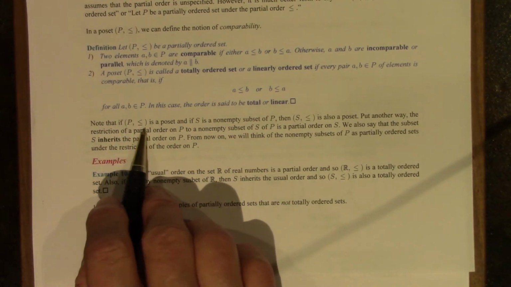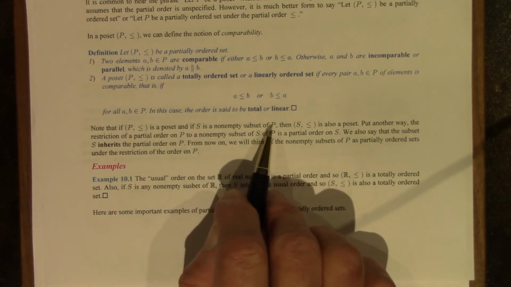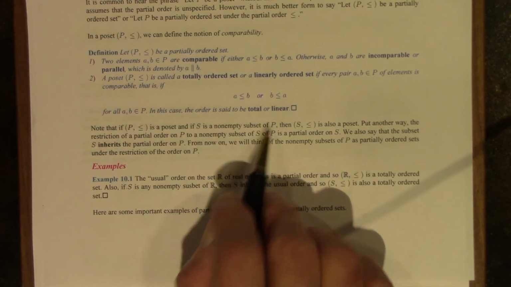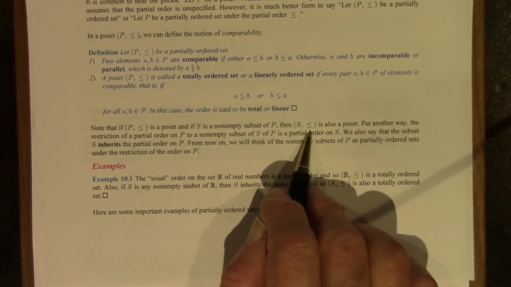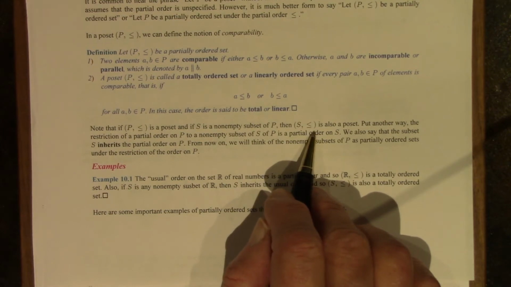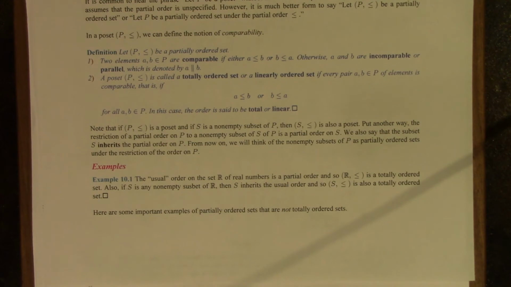If you have a poset, and if S is a non-empty subset of the underlying set P, then S with the same order relation, but restricted to the elements of S, is also a poset. We say that S inherits the partial order from P. It's the same order, you're just restricting it to the elements of S, and that makes S a partial order.